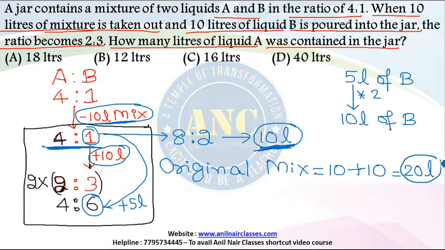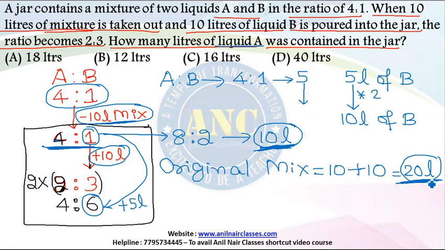But the question is not asking you what the original mixture is. They are asking you how many liters of liquid A was present. According to the ratio, original mixture ratio is 4:1. That means 4 liters of A, 1 liter of B, totally 5 liters. According to the question, original mixture is 20 liters. 5 is becoming 20. Multiply by 4. 4 also multiply by 4. 4 into 4 is 16. Initially liquid A was 16 liters and liquid B was 4 liters. Answer for this very beautiful question is 16 liters.